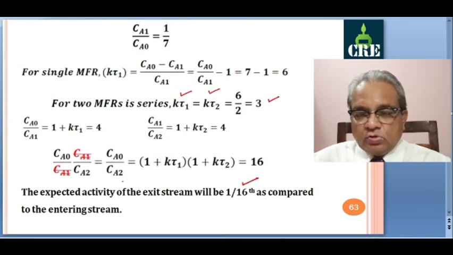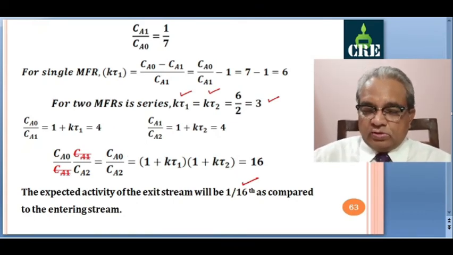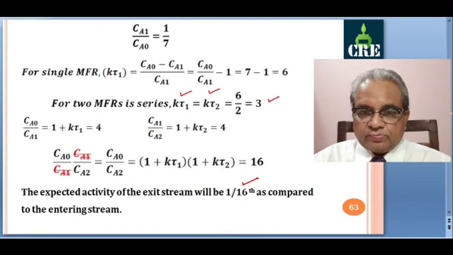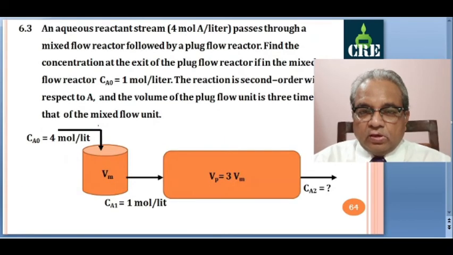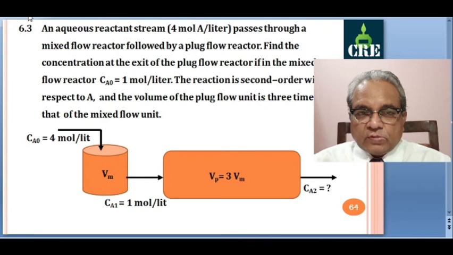So when you use one reactor, it drops to 1/7th, and when you split into two, it acts as two reactors in series, to a great advantage. Activity drops to 1/16th. So it is helpful, advantageous.